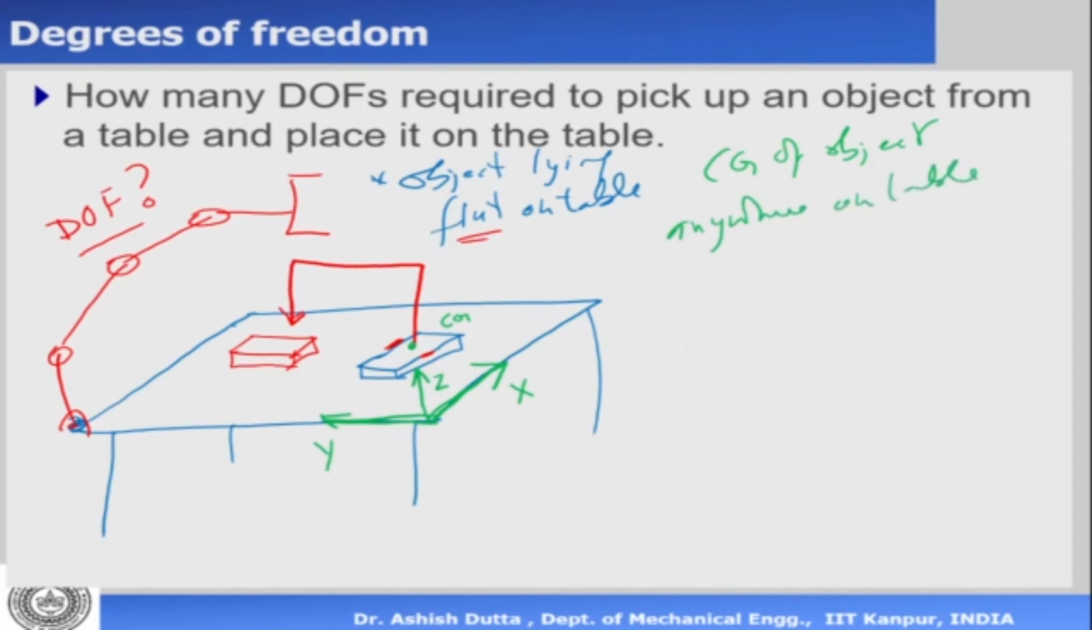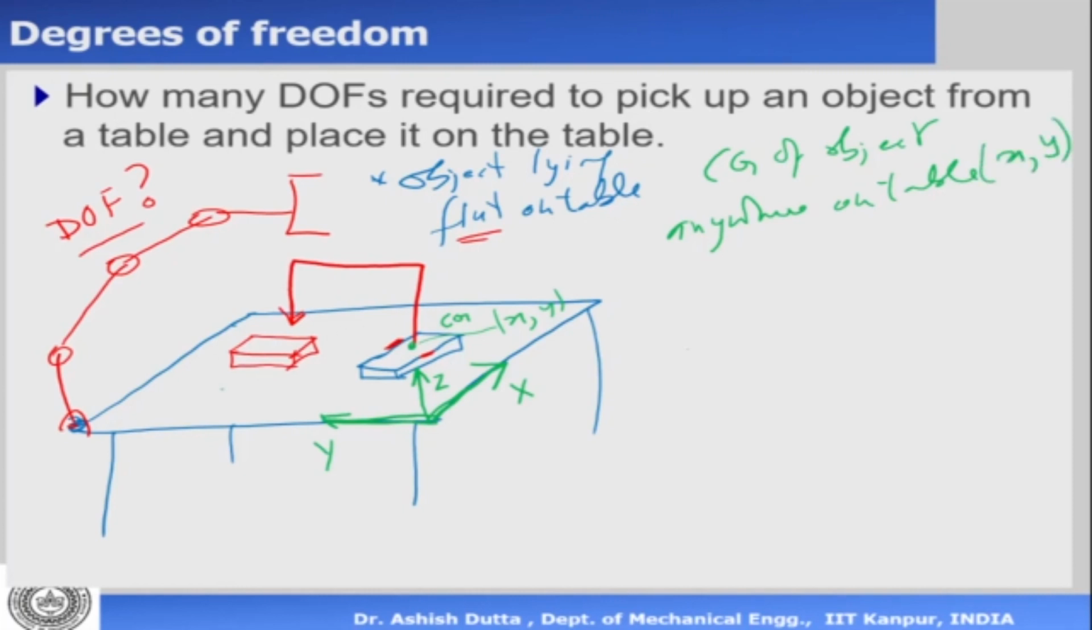What is the meaning of this? This is English language. So anywhere on the table means the object CG has a coordinate X, Y. Let's say it's on the ground. Let's ignore the Z now. Let's say it has coordinates X and Y, which is lying on the table. So this fellow has two parameters, X and Y.